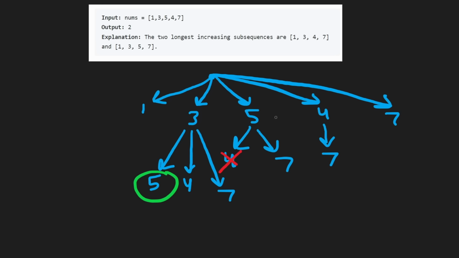So in this case, for 5, we already know there's an LIS of length 2 that starts at 5, and there's exactly one LIS of length 2 that starts at 5. Because in this case, for the context of this problem, we're not just looking for LISs, we want to know how many are there, because that's what we want to return, the count of those LISs.